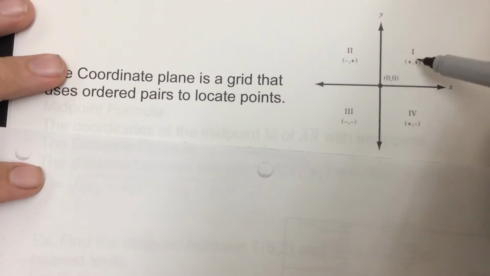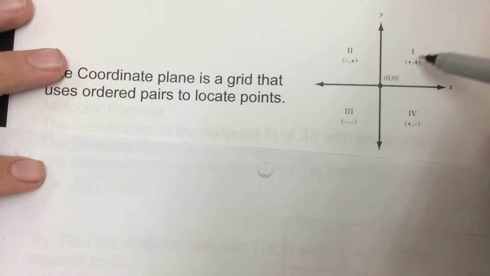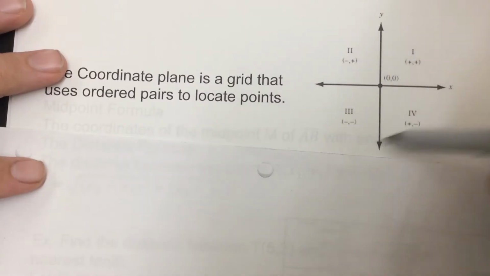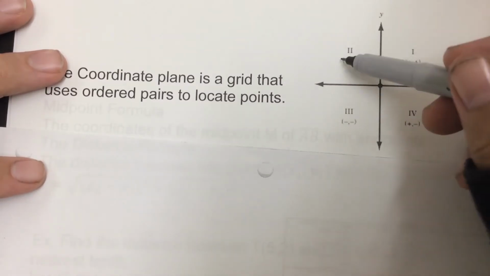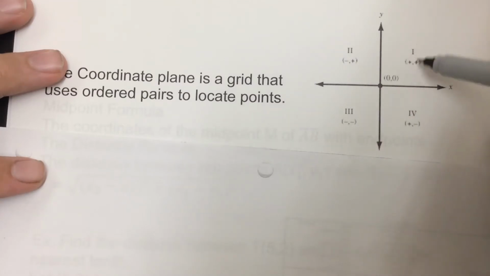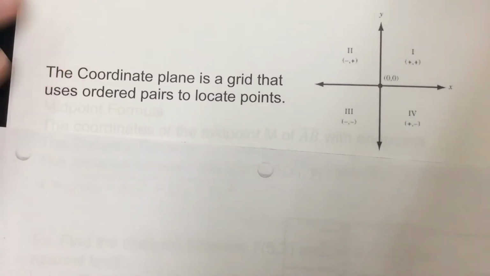The top right here is your first quadrant, and we go counterclockwise. So quadrant 1, 2, 3, and 4. As you can see, the ordered pairs, we'd have both positive. Here the x is negative, y positive, both negative, or both positive on that one. Here the x is positive, the y is negative.